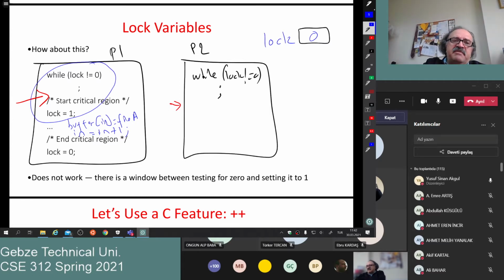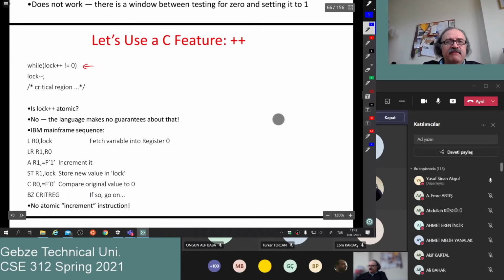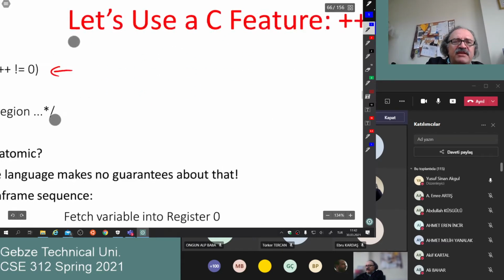So this is a spin lock. It is called the spin lock. Lock is updated by somebody else. If lock is not 0, I wait until lock becomes 0. Okay, good. So some people say, why don't we do this? It's very smart.